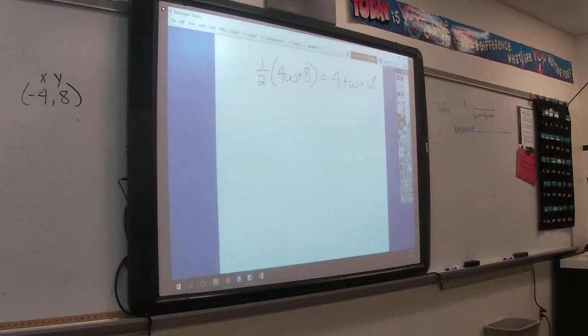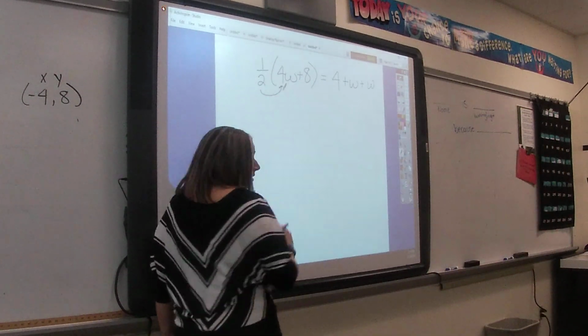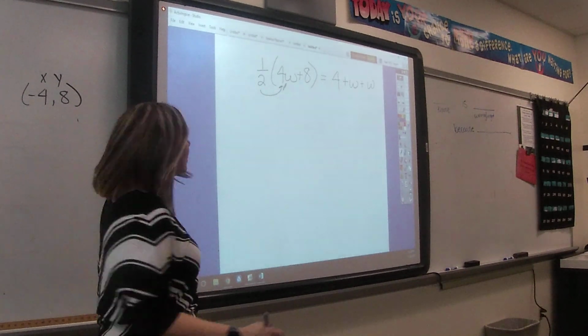And then in parentheses, 4w plus 8 equals 4 plus w plus w. Bless you. What are we going to do first? Distribute. What is 1/2 times 4? Because that's the same thing as saying half of 4.